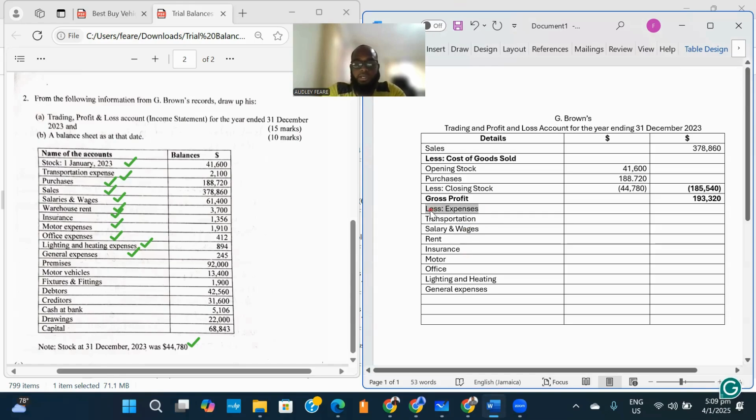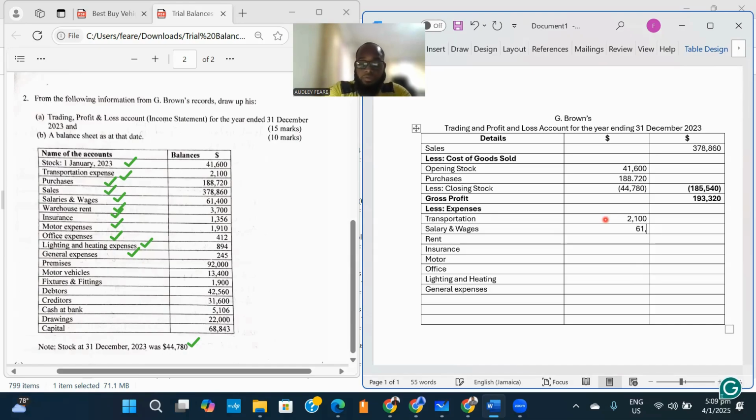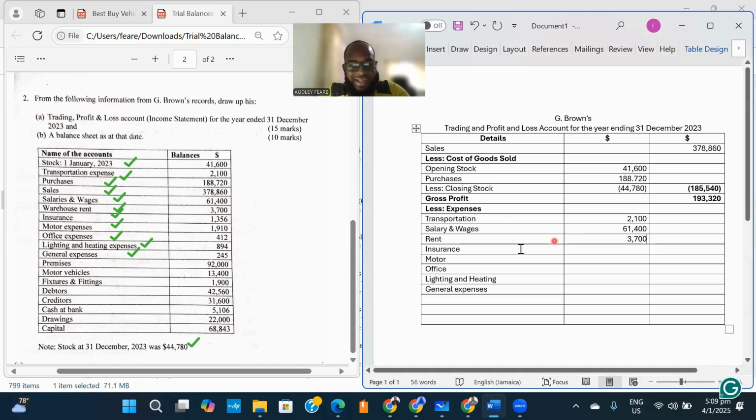All right. So let's put the figures in now. So for transportation, 2,100. Just put in our figures, 61,400 for rent. Am I not finding my rent figure? Oh, here it is, 3,700. I don't know what happened a while ago with my eyes.